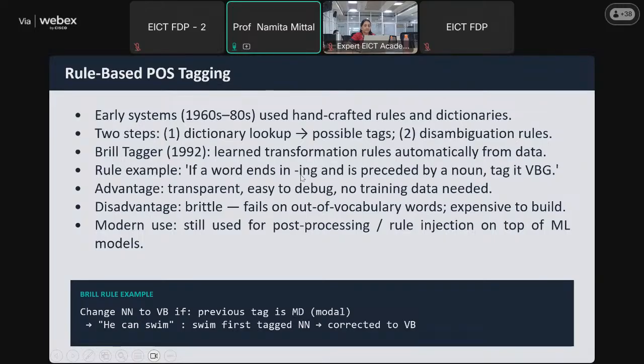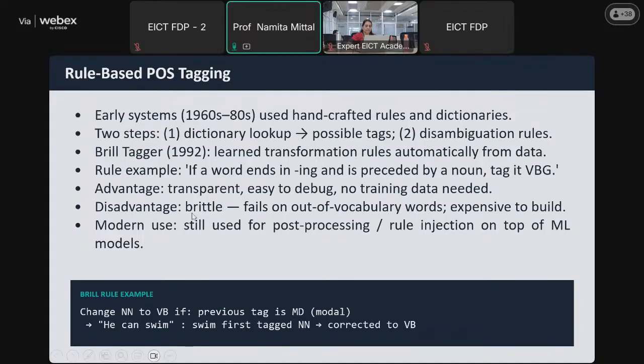Rule example: if a word ends in ing and it is preceded by a noun, then it is a gerund, verb gerund. Advantage: transparent, easy to debug, no training data needed. It is known as a lazy learner. As soon as the data comes in, immediately tag it. That is a lazy learner. We don't need training data, and when the test case comes in, just tag it.